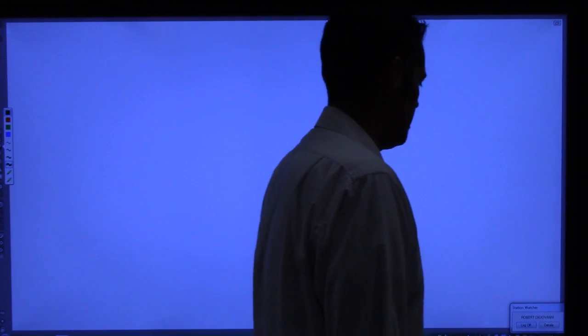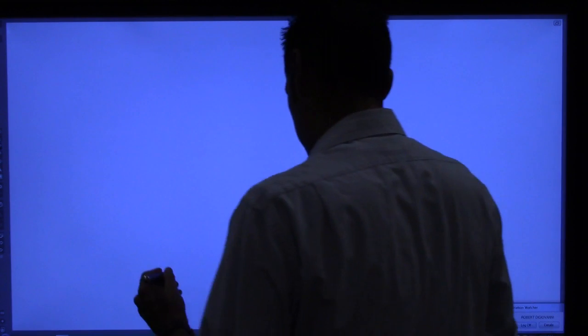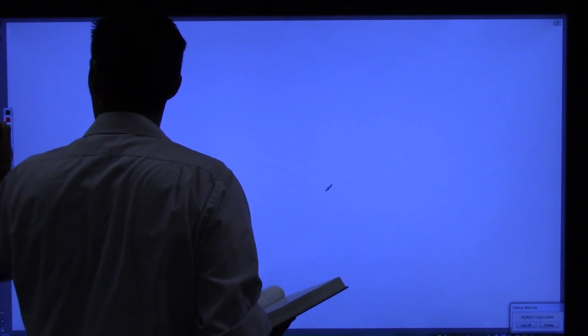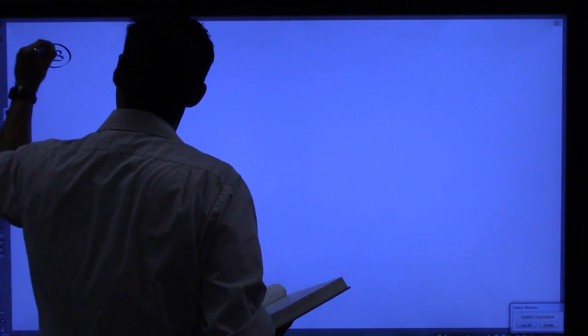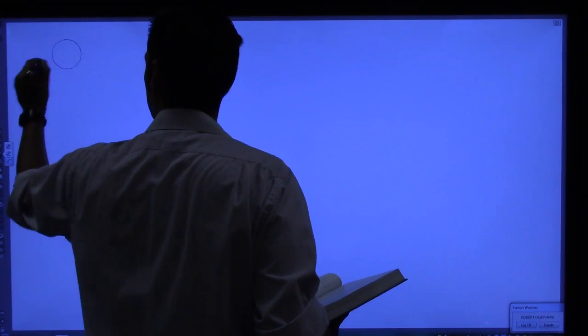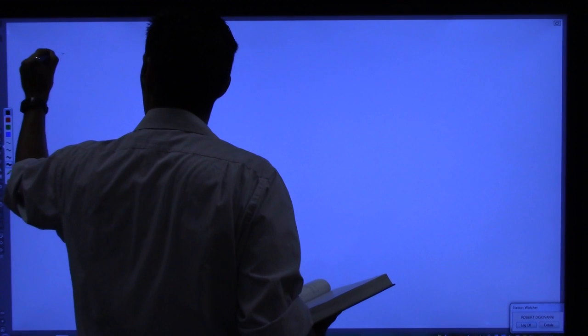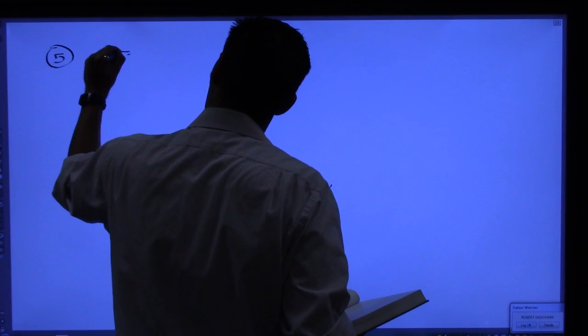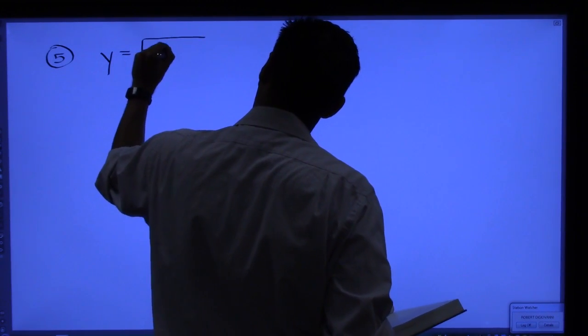Here we go. All right, so let's look at number 2. Oh man, that's going to be really a pain in the butt. Let's look at number 3. Whoa. No, I'm supposed to do number 5. So 5 is y equals square root sine x.